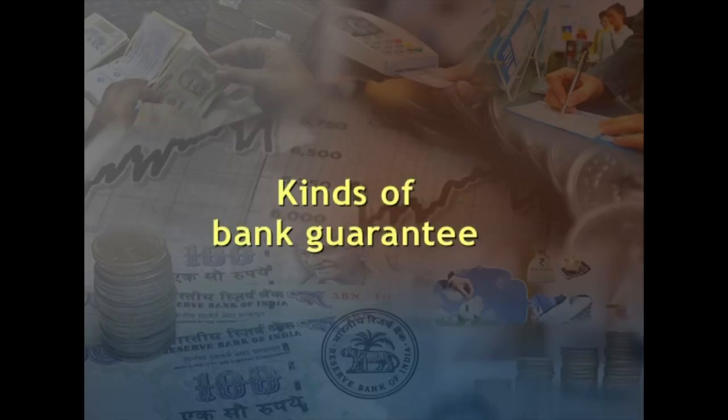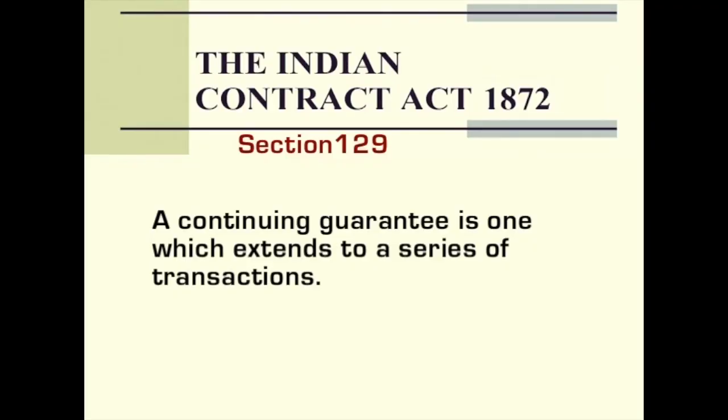Kinds of bank guarantee. A contract of guarantee can be a specific guarantee or a continuing guarantee. A specific guarantee is one which is applicable for a particular transaction. A continuing guarantee is one which extends to a series of transactions as provided under Section 129 of the Indian Contract Act. In banking practice, mostly bank guarantees are issued as specific guarantees only.